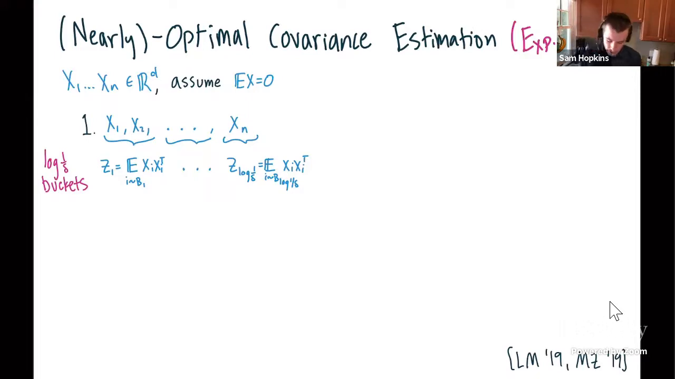So the first step in this estimator, actually in basically all the estimators in this area, this is very standard, is you take your samples and you put them into some buckets at random. Don't look at the samples before you do this. And you compute empirical averages within each bucket. So this is just some kind of variance reduction step. In this case, I take my samples and put them into log 1/delta buckets. Turns out to be the right number if I want to think about confidence level 1 minus delta. And within each bucket, I compute the empirical covariance. I'm going to call those empirical covariances Z1 up to Z log 1/delta. They are, of course, d by d matrices.